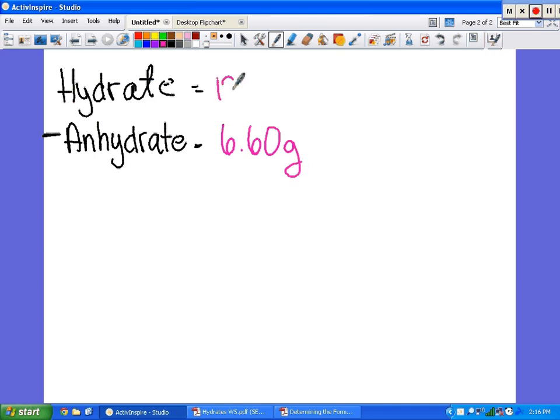All right. So we're going to get 2. We're going to get 9. 12. We're going to get 6.92 grams. And we're going to get water. Simple, right?